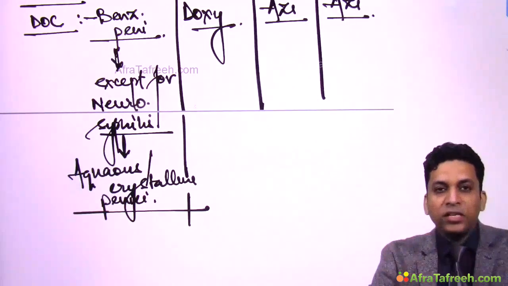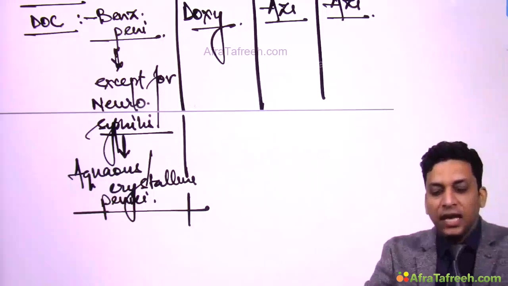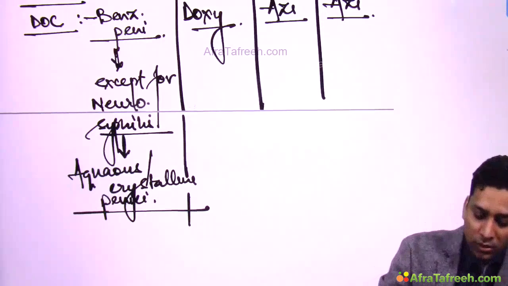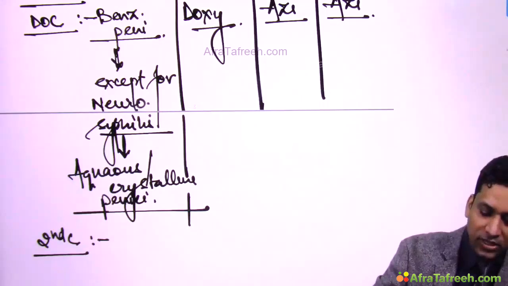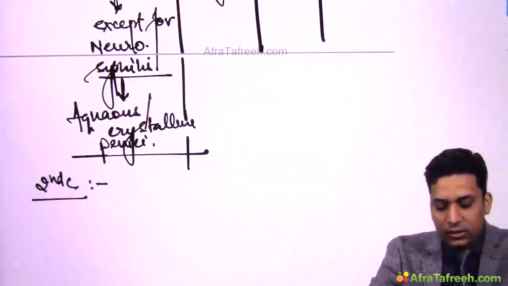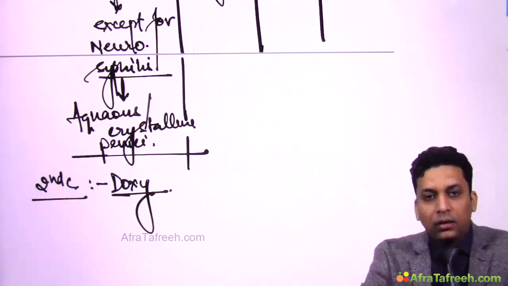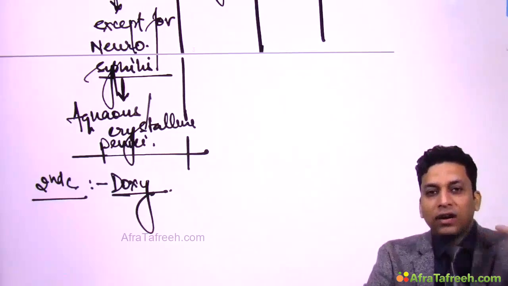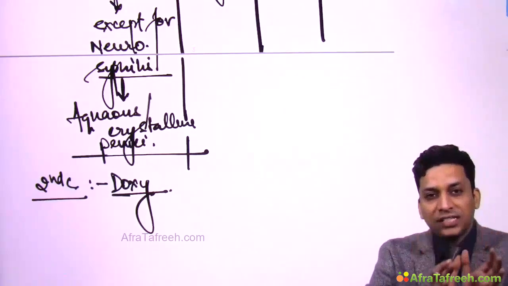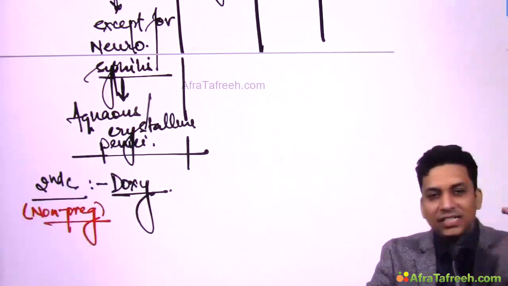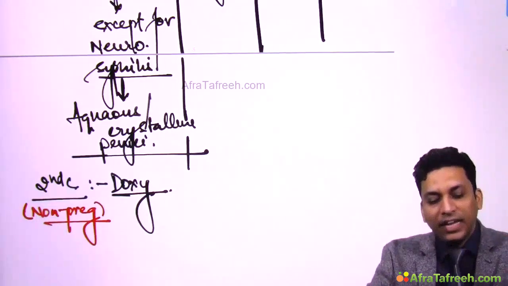If the patient comes out positive for sensitivity testing, then you should not use penicillin, and in such cases what should you give? So the second choice, if the patient is sensitive to penicillin, is doxycycline. Now we know that doxycycline is contraindicated in pregnancy. So if the patient is sensitive to penicillin and is non-pregnant, then we give doxycycline.